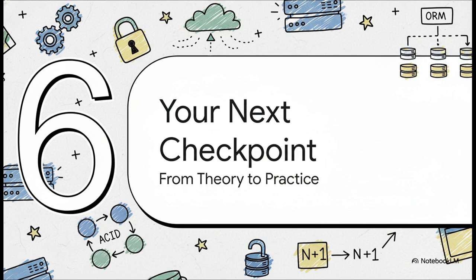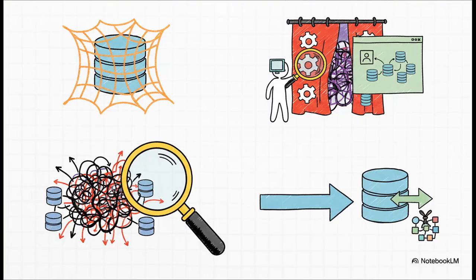Let's tie it all together. Here's what you really need to remember. Think of ACID as your safety net. It's what ensures your data doesn't get corrupted. ORMs are amazing tools for productivity, but they hide the database from you. The key to being a great developer is knowing when to peek under that abstraction. Understanding the why helps you solve problems like the N+1 trap.